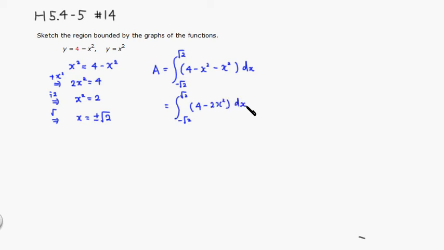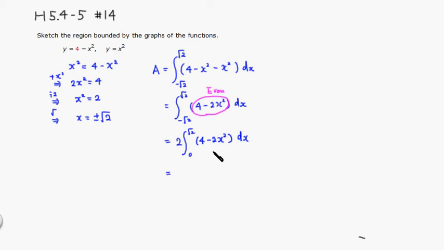dx. One thing we can do is that this function right here is an even function, so we can use that trick. Instead of going all the way from negative square root of 2 to positive square root of 2, we can just find half of it, which is 0 to square root of 2, then multiply by 2. Then you have the function 4 minus 2x squared dx.